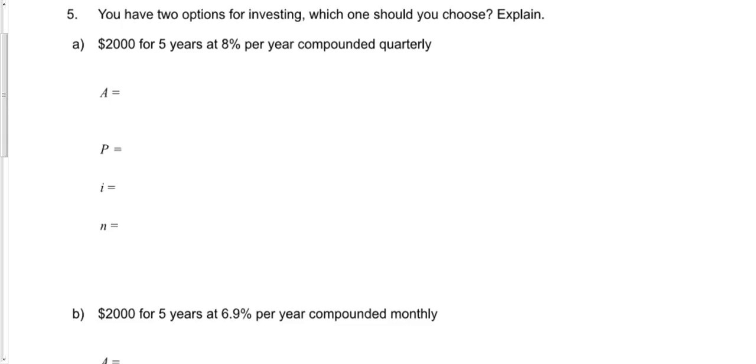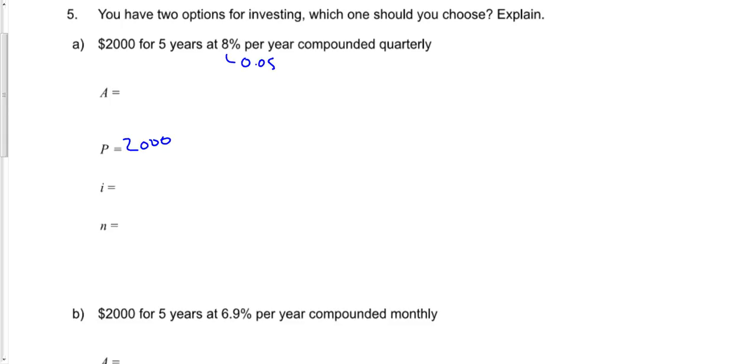Okay, and again, figuring out the math will be the easiest thing to do. So let's say you have $2,000 that you can invest for 5 years. You try to figure out right now the future value that you're going to have. So you're going to invest $2,000 in principal for 5 years at 8% interest.